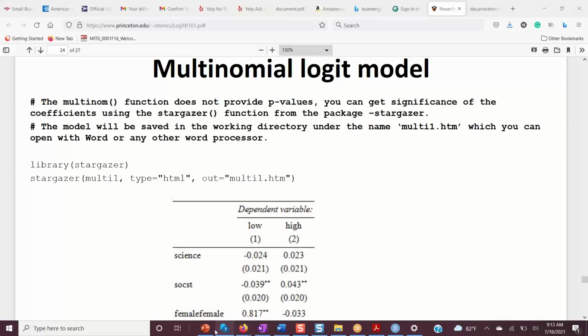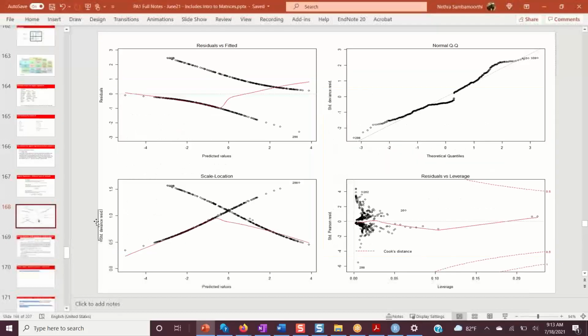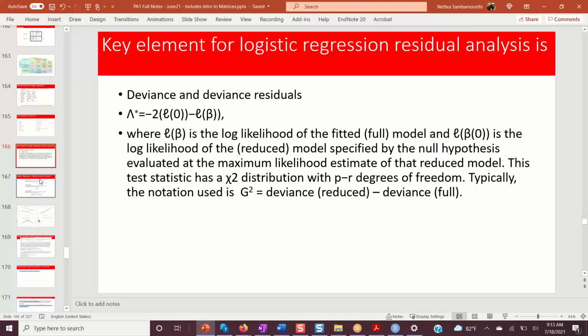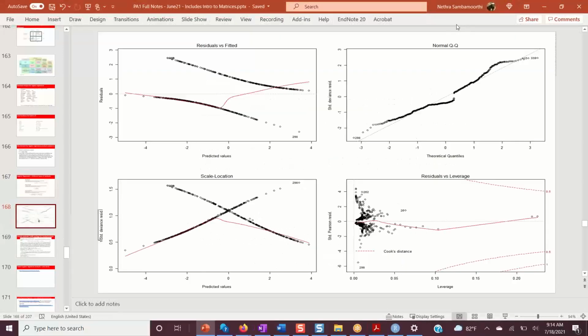Even in logistic regression, I was walking you through that. Here it is. Is this one? Yes, sir. So we use three types of residuals: deviance residual, Pearson residual, and raw residual. And then I said there is a command which you can use to get these residual analyses. See, this is the final one.